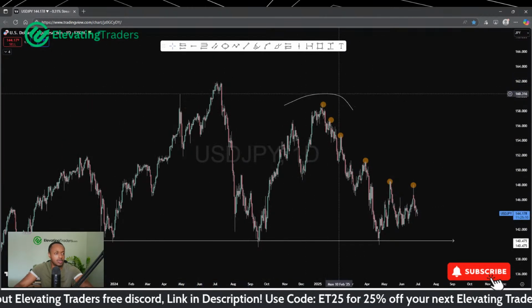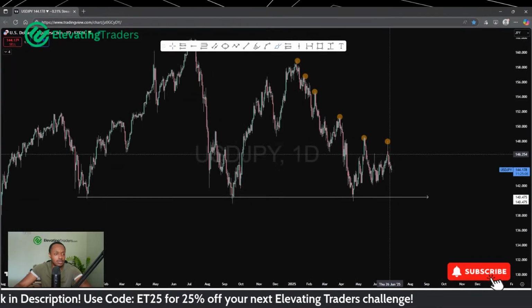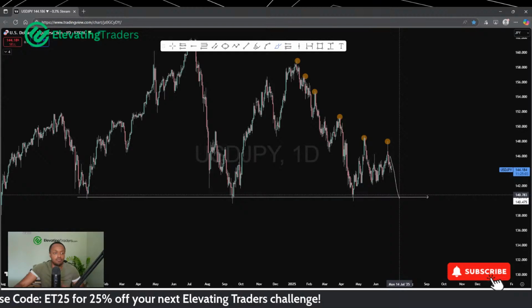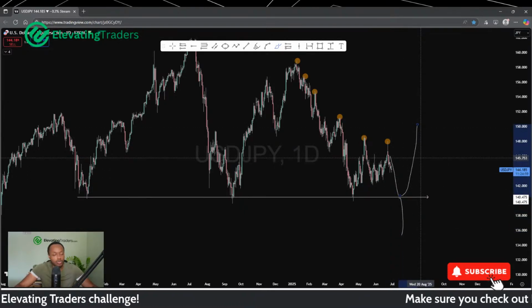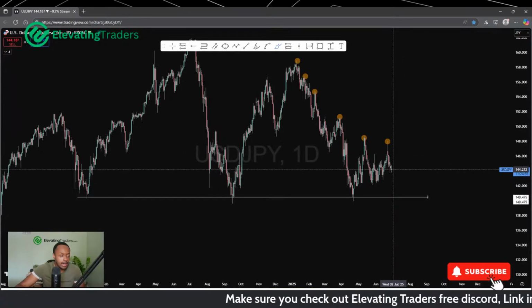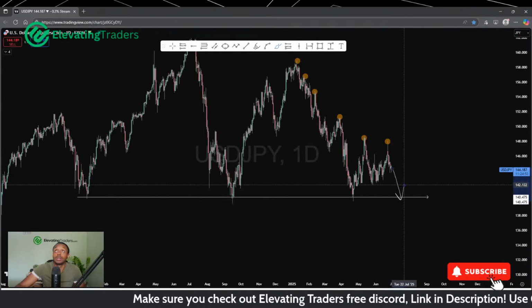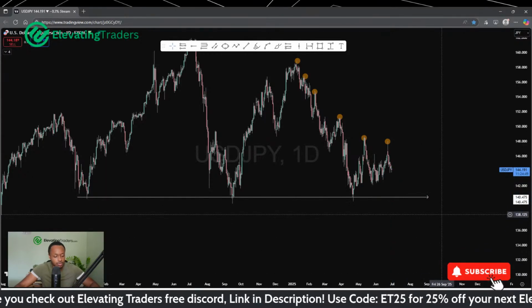So I do think dollar yen is likely just to continue to fall back into support, and then we go from there. Maybe price breaks, maybe price respects it, has a bigger reversal. We'll find out when we get there. But for now, I do fancy another swing lower. So the way I see dollar yen right now is still falling.